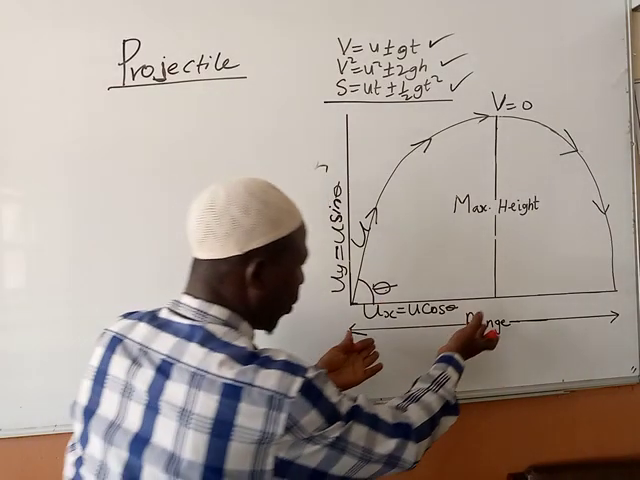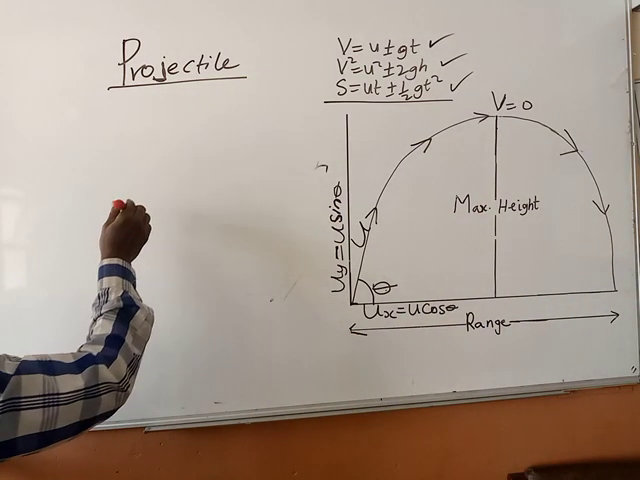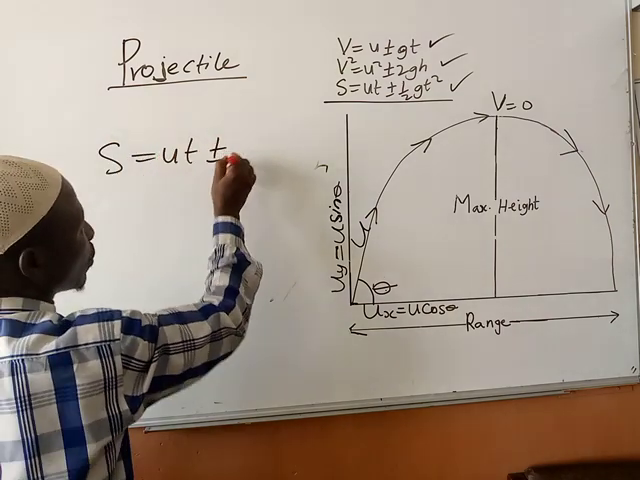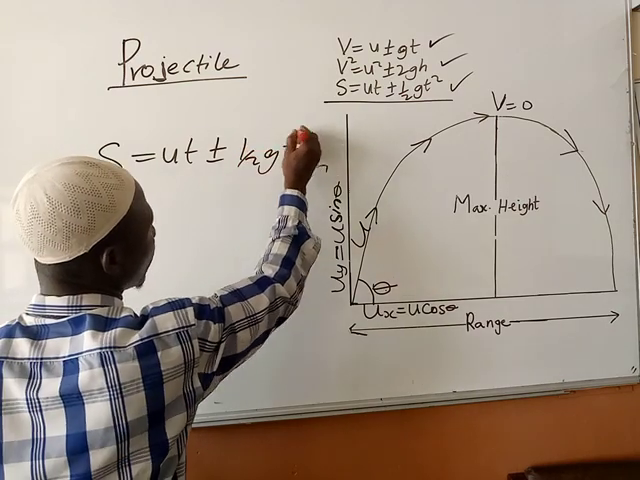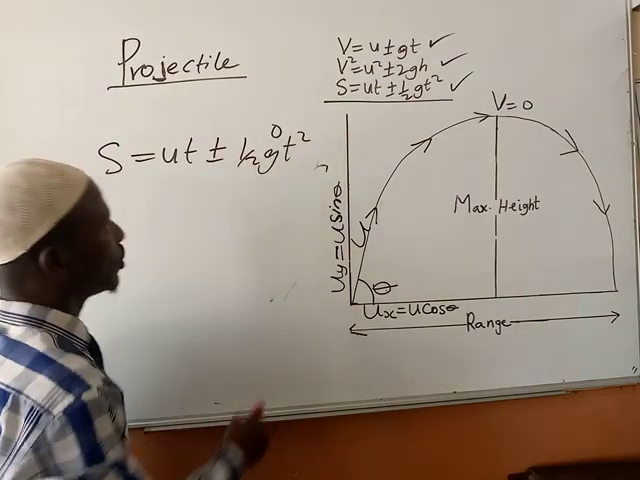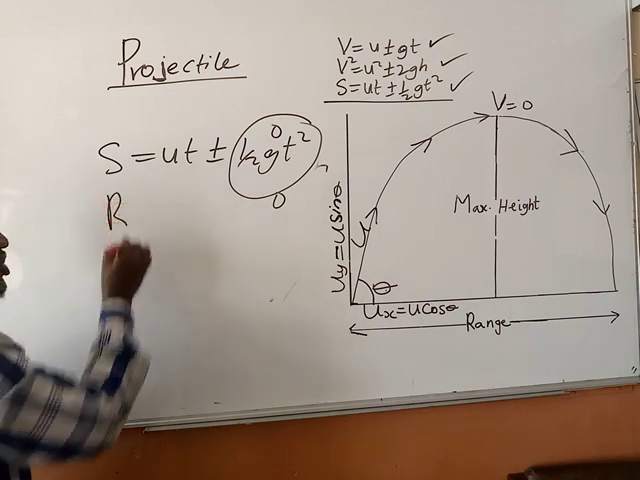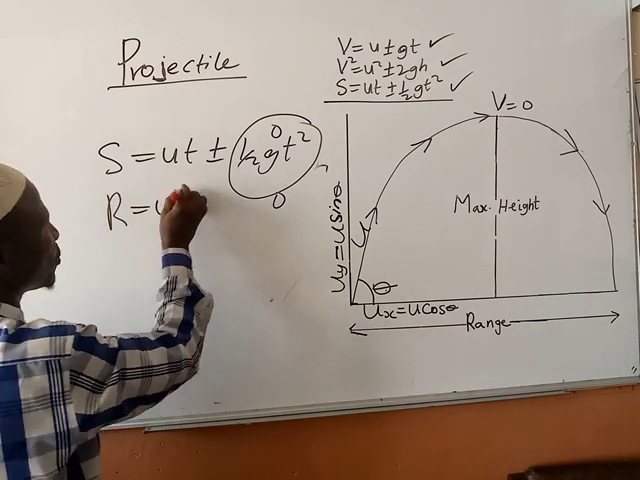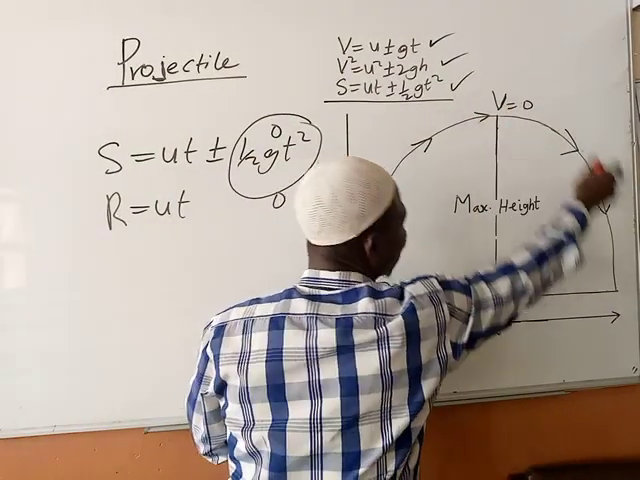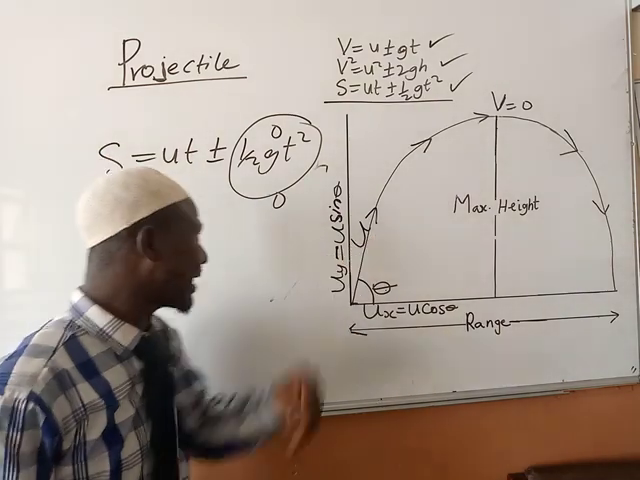Now we are calculating the horizontal component of the distance covered. So we are going to have x is equal to ut plus or minus half gt squared. But because we are dealing with the horizontal component, acceleration due to gravity becomes 0. So the whole of this one will become 0. Then we have x, that is range, is equal to ut. Then t is not the time to reach maximum height, but the total time taken. So we are going to replace this t with the formula we got for total time taken.